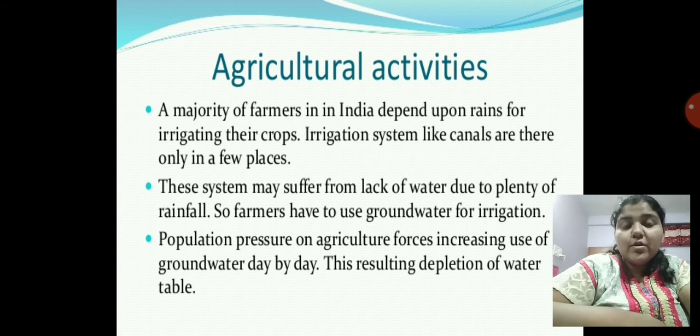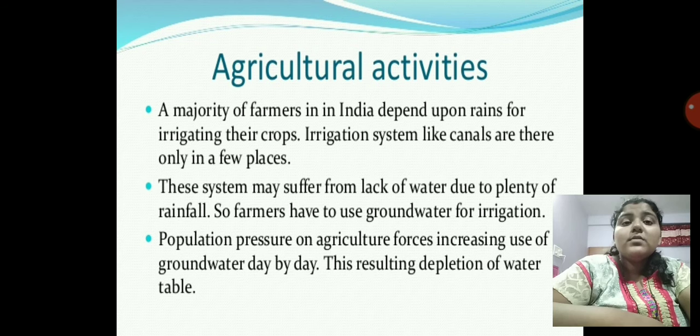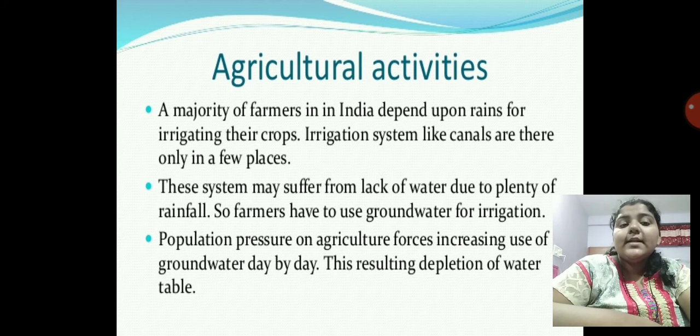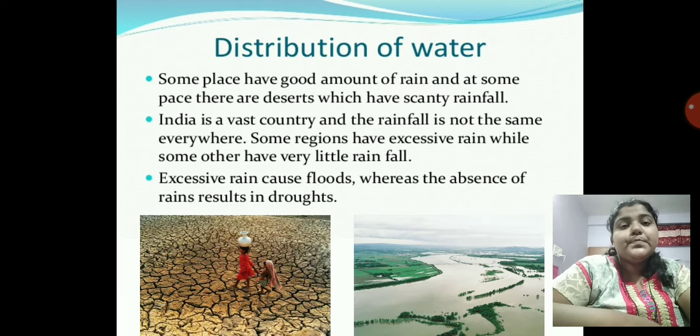Next is the agricultural activities, and this is the most important. Water is very important for the agricultural activities. The majority of farmers depend upon the rains for irrigating their crops, and irrigation systems like canals are there only at a few places. So these systems may suffer from lack of water. So farmers have to use groundwater for irrigation. And population pressure on the agriculture forces increasing use of groundwater day by day. This results in depletion of the water table.